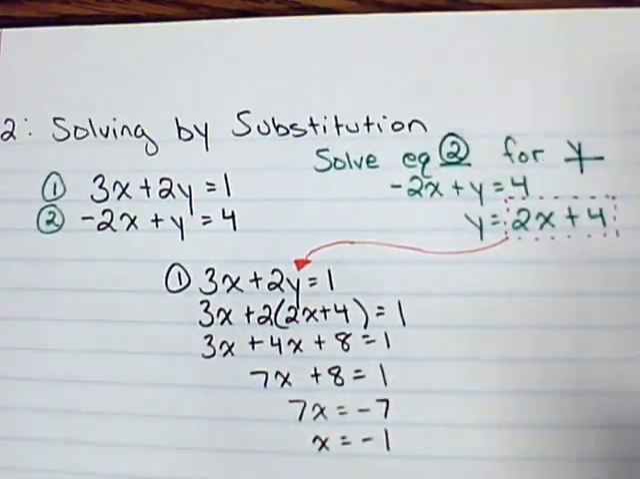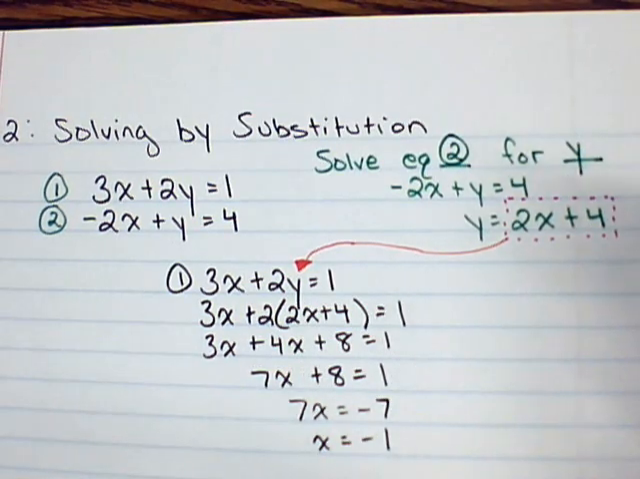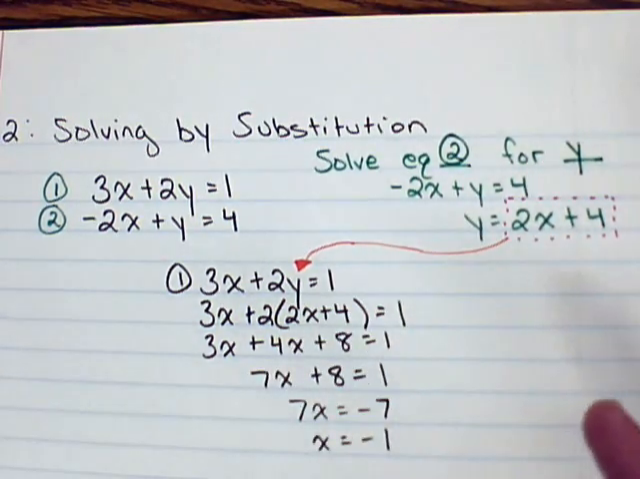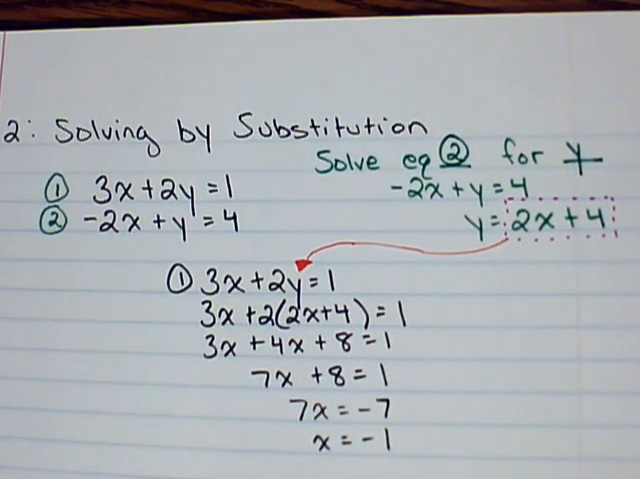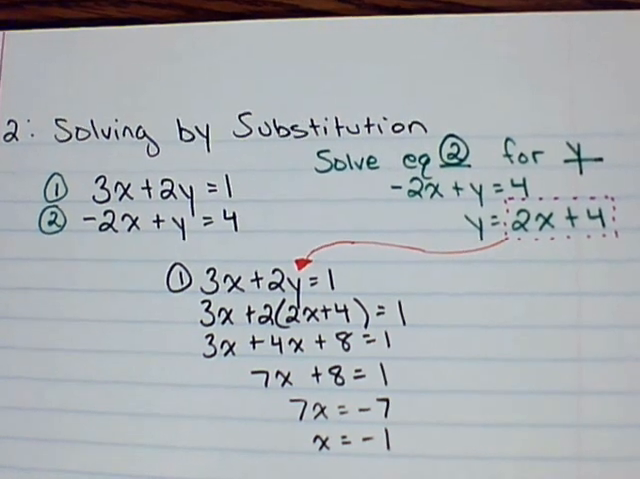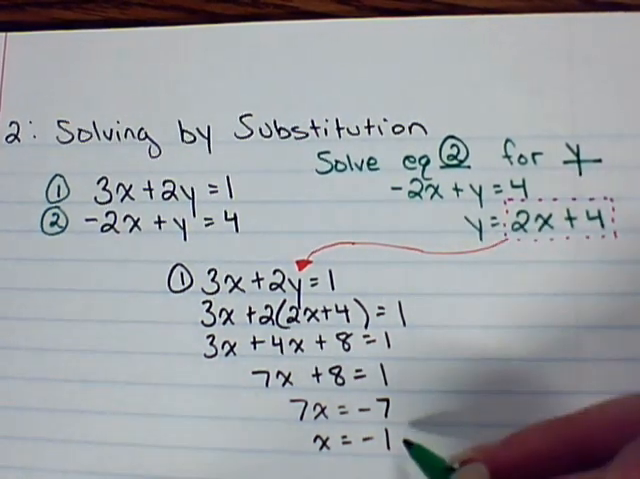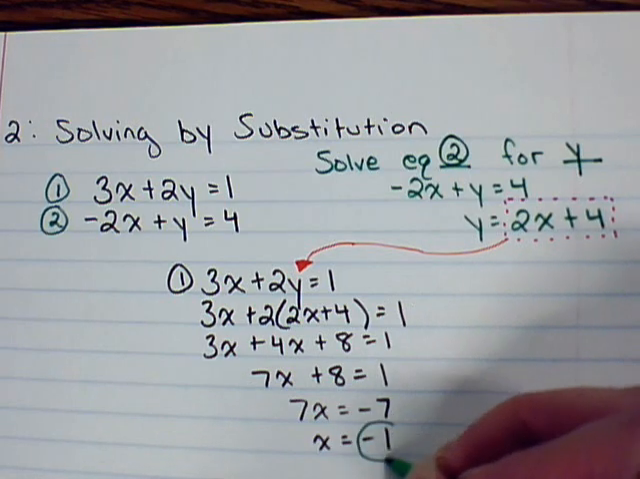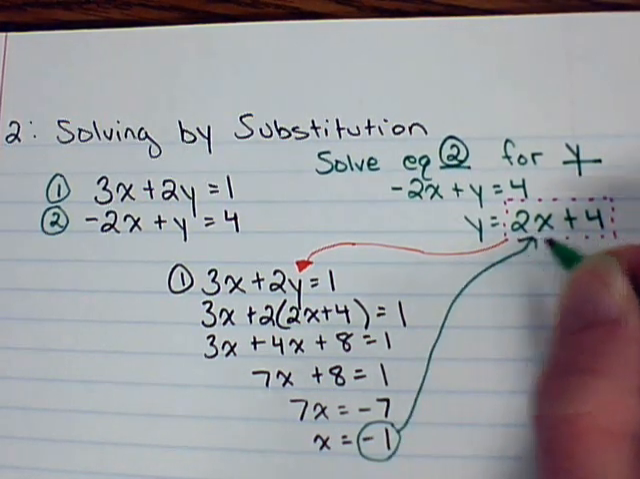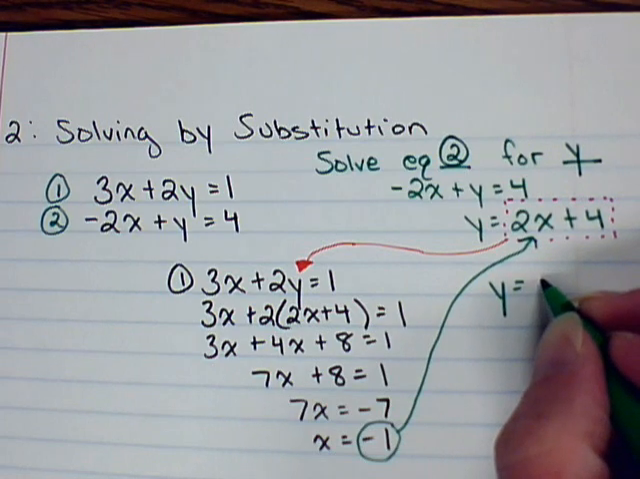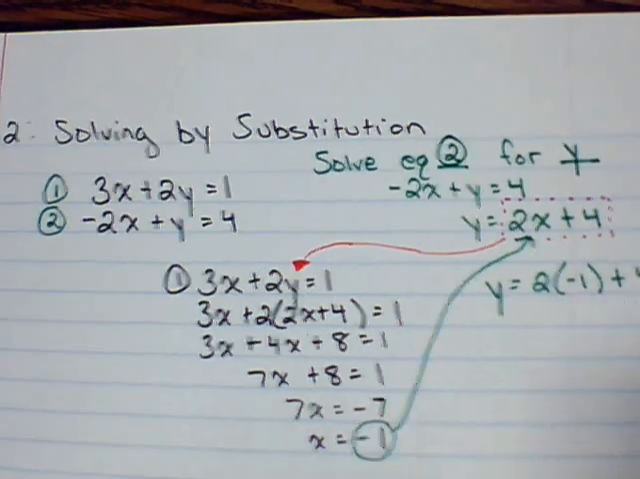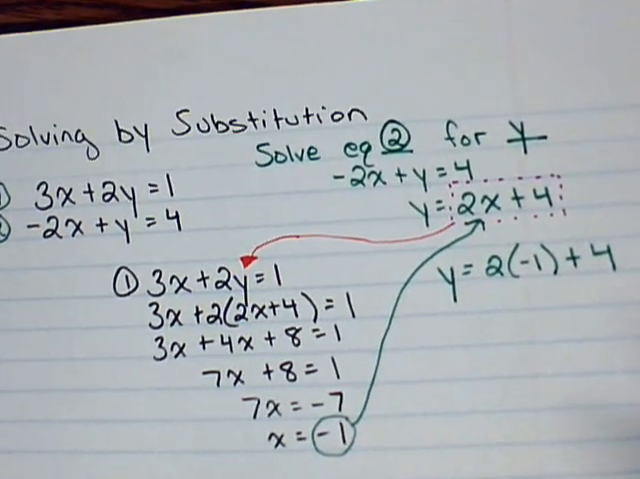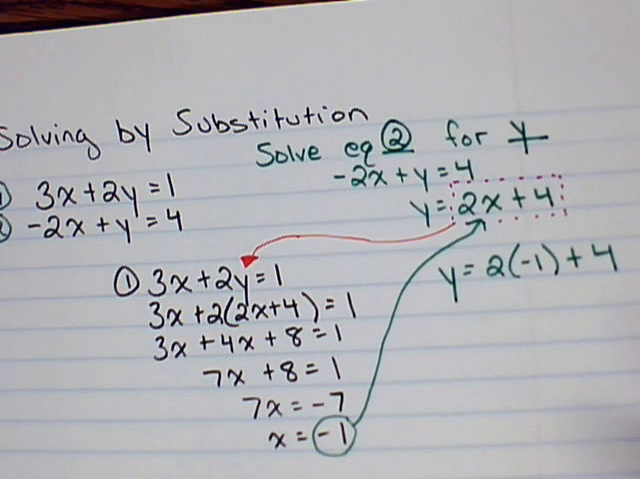Now remember, we're trying to find that point of intersection, that point where both equations have the same y value for their x. So I need to find that y value as well. So here I already have an expression for y in terms of x, so why not just plug that x right in there? I'd get y equals 2 times negative 1 plus 4. Pretty nifty.